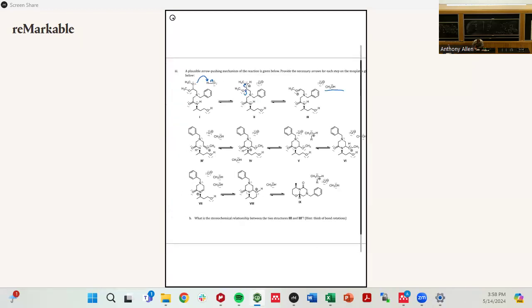Okay, and then 3 prime. Nothing actually happens in terms of arrows. All I've done is rotate this bond. I'm not going to have that arrow be there. Rotate to get 3 prime. So what did that make 3 and 3 prime? Conformers.